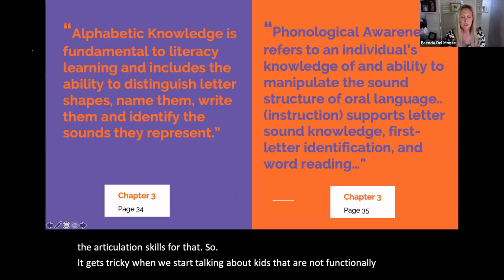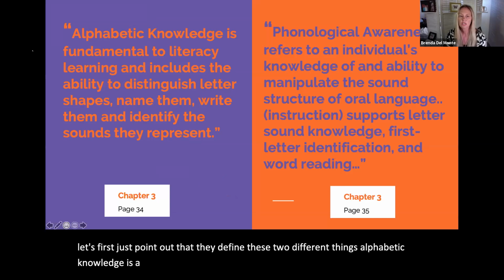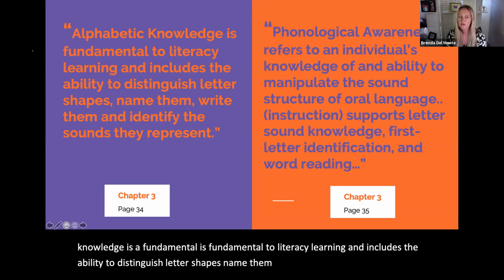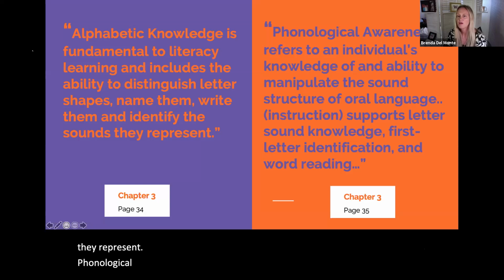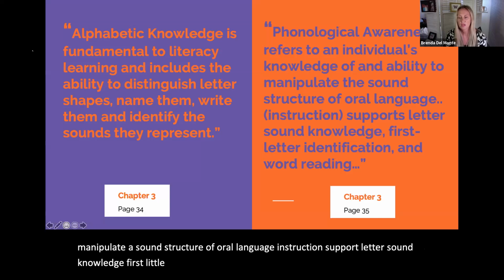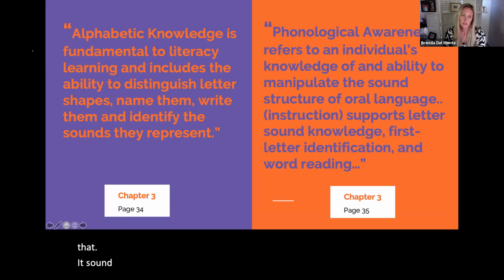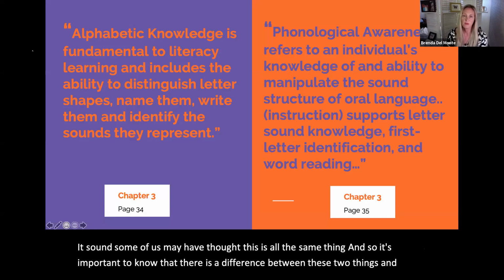So let's first point out that they define these two different things. Alphabetic knowledge is fundamental to literacy learning and includes the ability to distinguish letter shapes, name them, write them, and identify the sounds they represent. Phonological awareness refers to the individual's knowledge and ability to manipulate the sound structure of oral language, to support letter-sound knowledge, first letter identification, and word reading, etc. Some of us may have thought this was all the same thing, so it's important to know that there is a difference between these two things, and that instruction needs to happen in both areas.